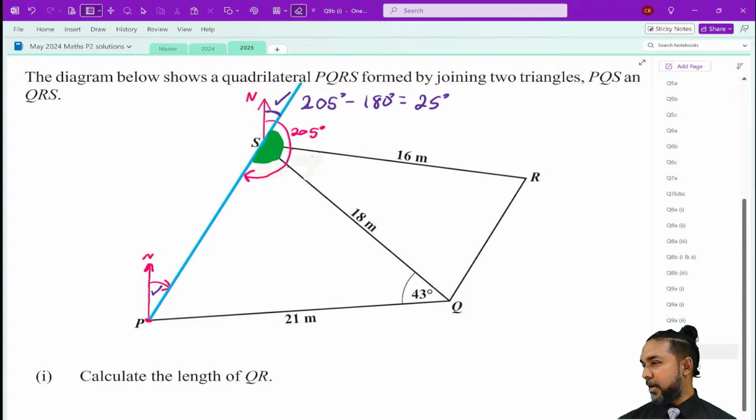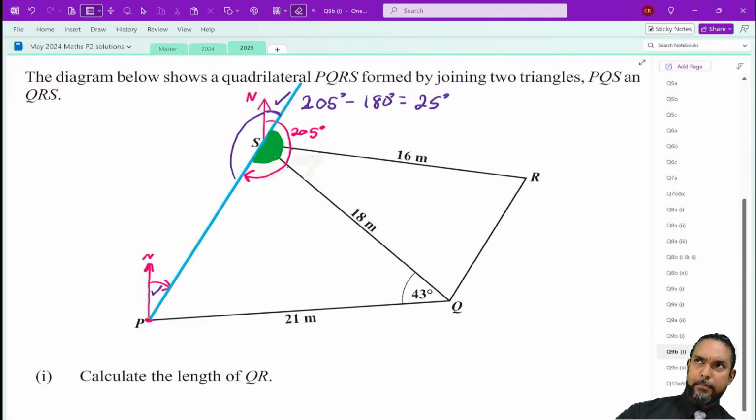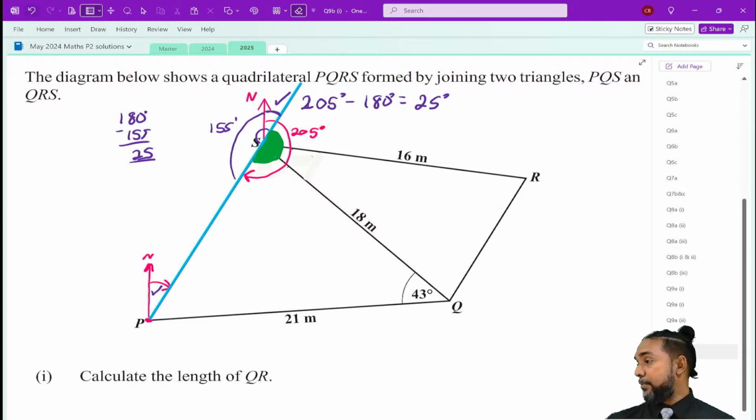The 360 minus the 205 would give us this angle here. Yes, you could do that too. 360 minus 205 would give us 155. And then this angle on top is also 180, so you can subtract 155 from 180. So 180 degrees minus 155 is equal to 25. That's the flip side, and both of those methods are perfectly correct.